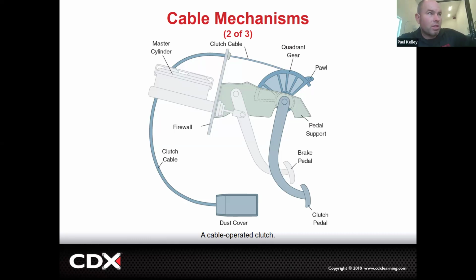Then what we started doing is putting in automatic adjusters. So this has an automatic adjuster. There's some teeth, and a lot of times they're plastic. And as the cable wears and as things wear, it's almost like a ratchet. It'll click to the next gear.